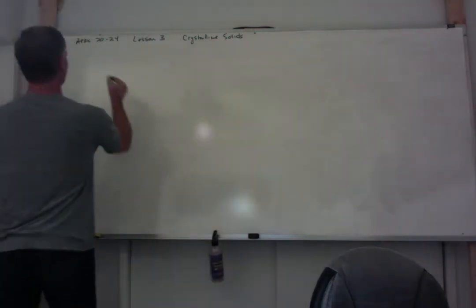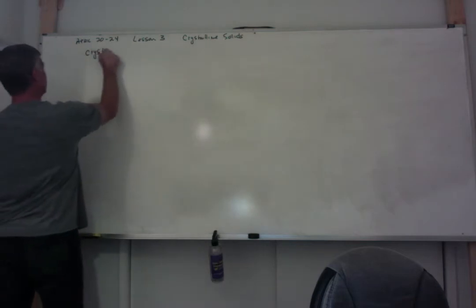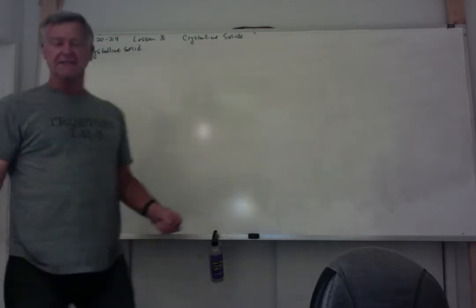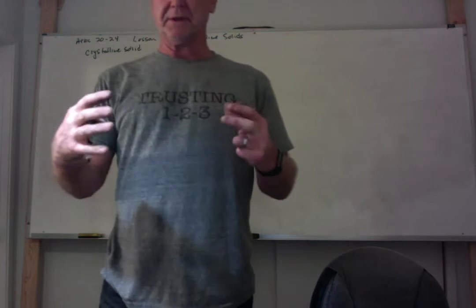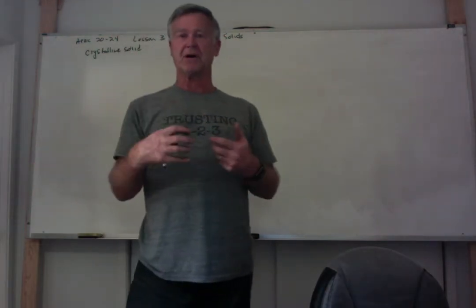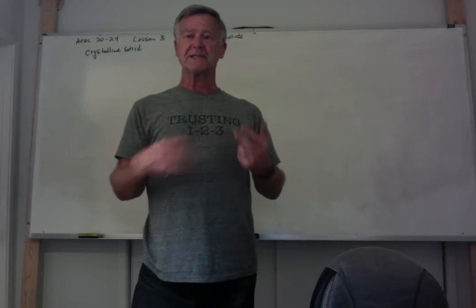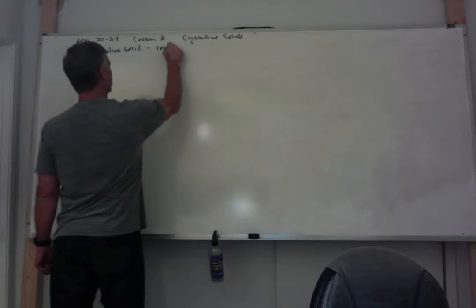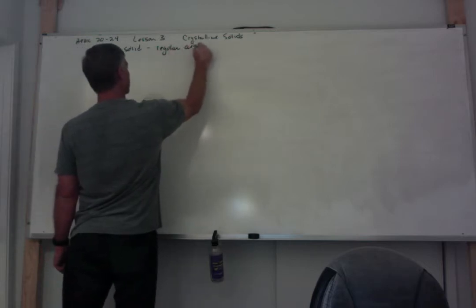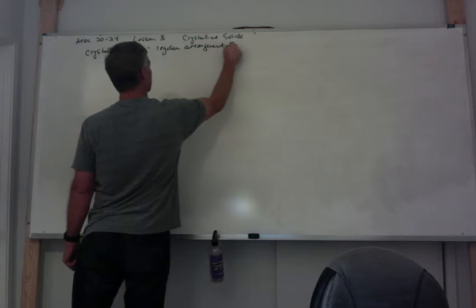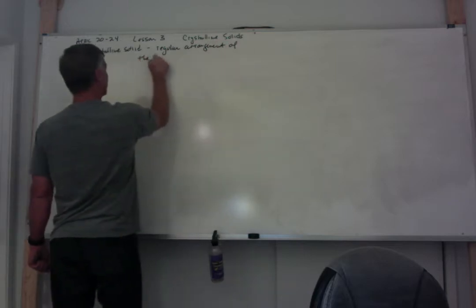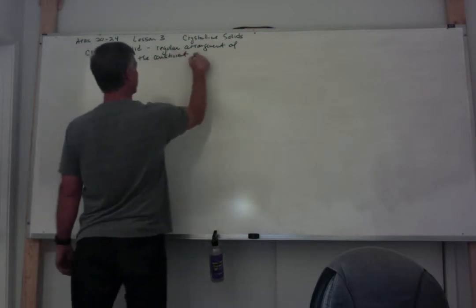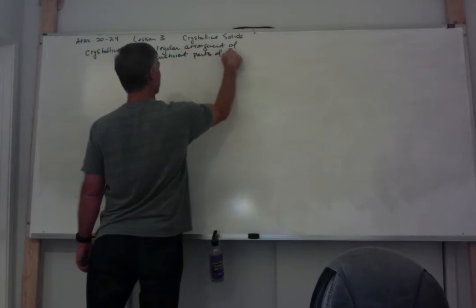What we mean by a crystalline solid is that it is a solid where its constituent parts, the things that form the solid, arrange themselves in some sort of regular pattern. So there is a regular pattern or a regular arrangement of the constituent parts. I don't think I spelled that right, but the constituent parts of the solid.